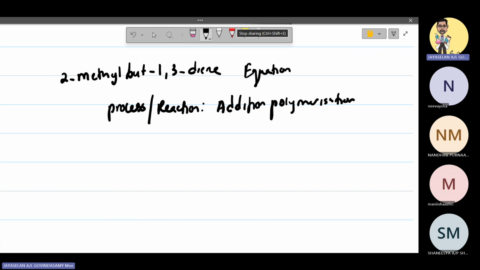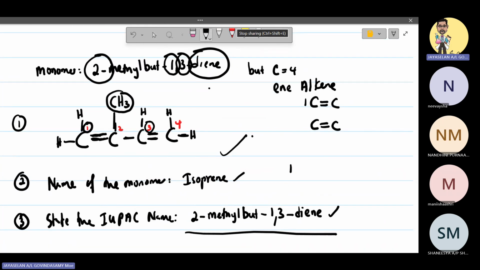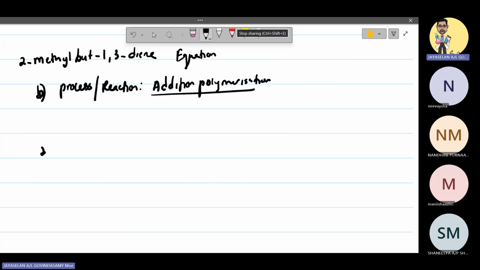Addition polymerization. So you name it, and you already get 1 mark. This monomer will combine together in repeating sequences to form a long chain, which is the rubber polymer. What is the name of the process reaction? You already score 1 mark. Okay, this is the first question. Second question, this is B. Third question, C, they ask you to do the equation.